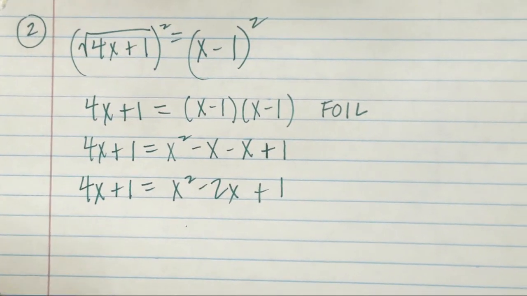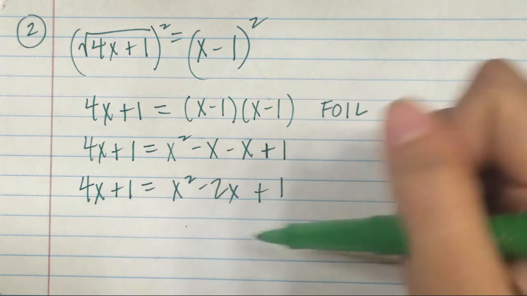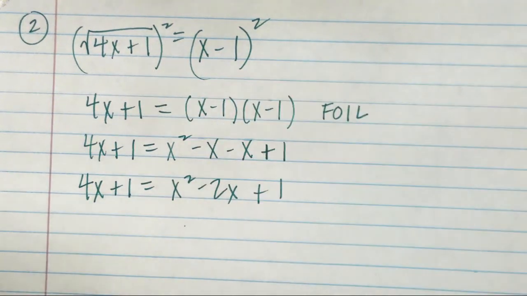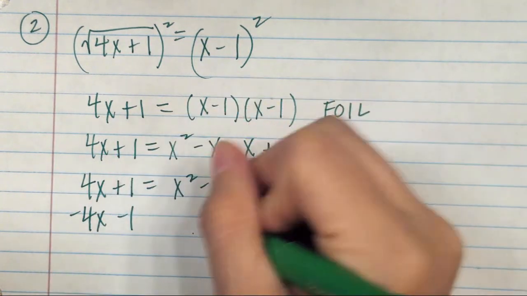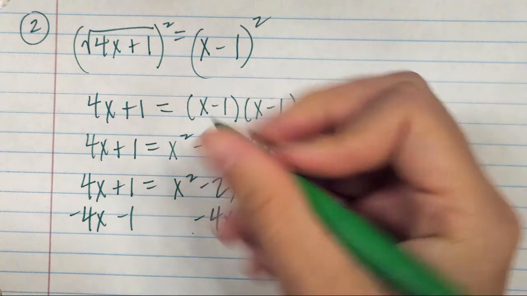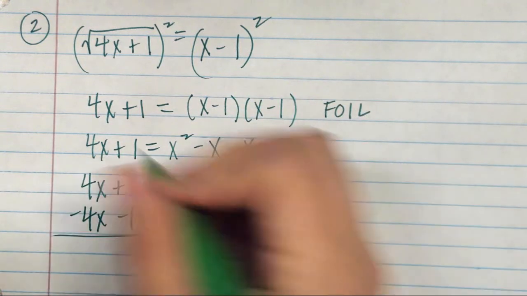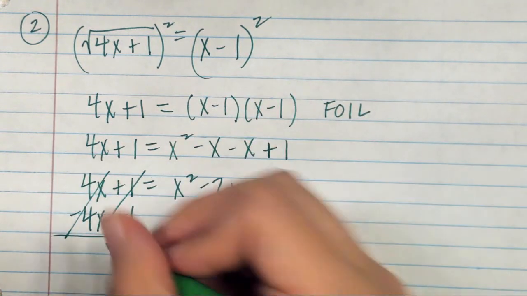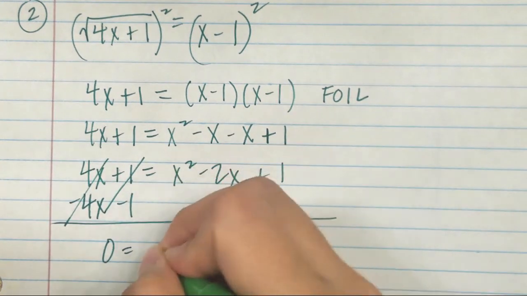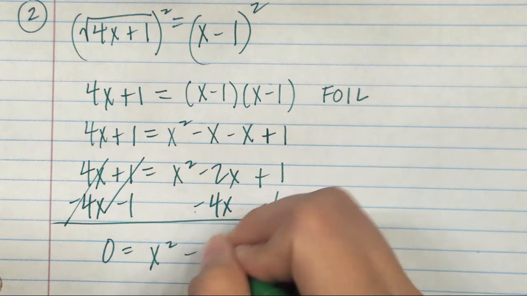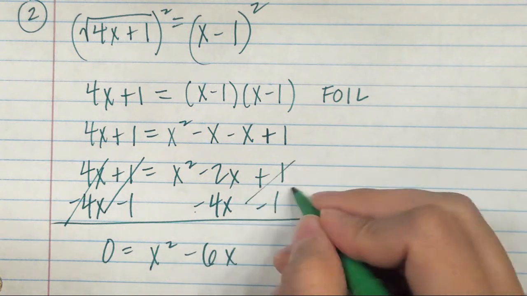Next step here, what I'm going to do is, see I have an x and an x squared, two different types of variables with different degrees. So I want to get everything to one side and equal it to 0. So these guys will cancel. All that's left on the left is 0. So then I have x squared minus 6x, and then these guys cancel.